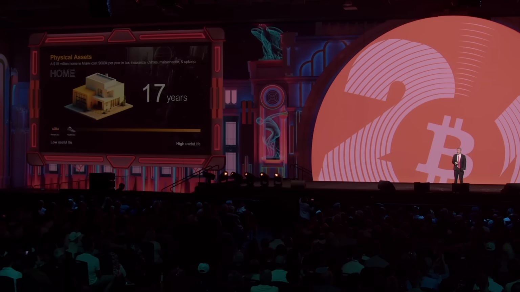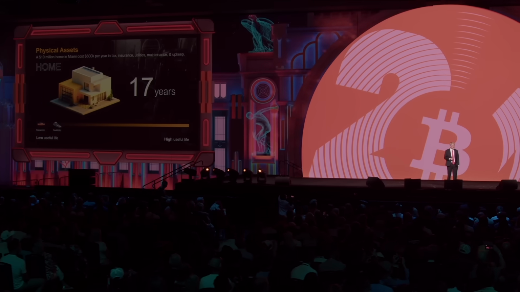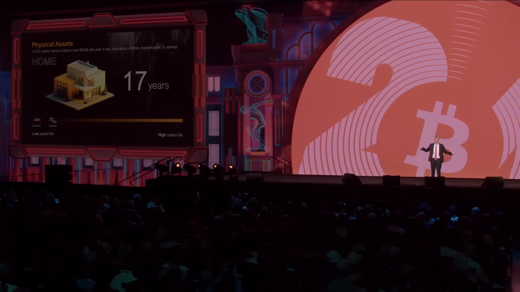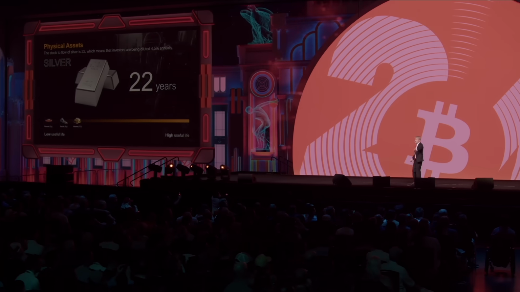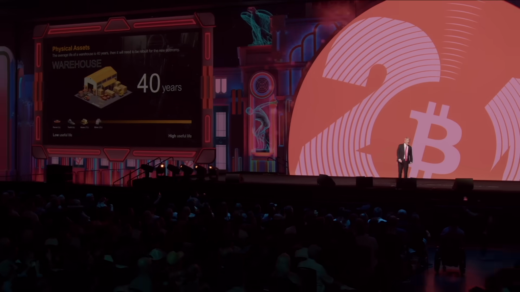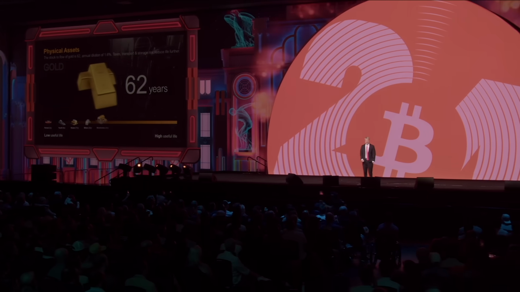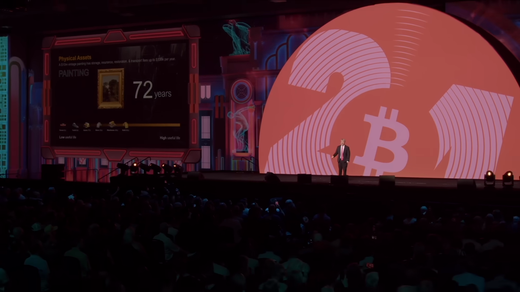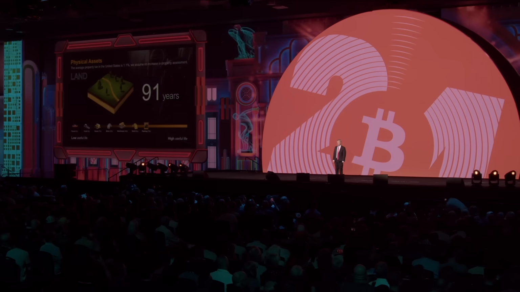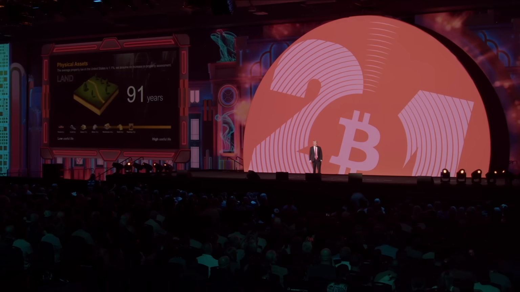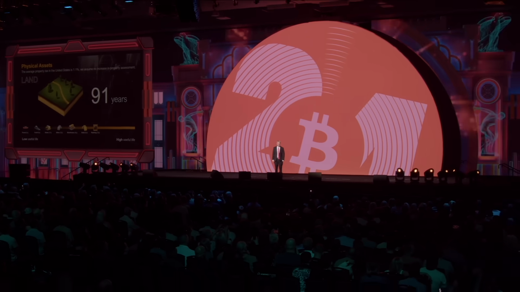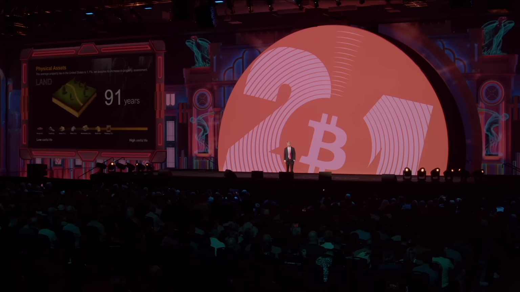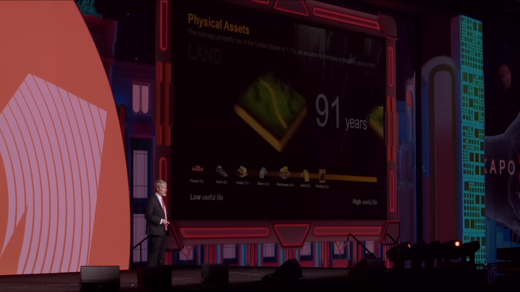A home in Miami Beach, if you buy a $10 million house, you better come up with $10 million to maintain the house over 17 years. Now you've got no money left. Silver, 22 years. A warehouse, 40 years, maybe 50 years. Bar of gold, 62 years. A painting, 72 years. Land, the average property tax in the United States is 1.1%. That means your money is going to last 91 years unless the government reassesses the value of your property. Then it's going to last less than 91 years.